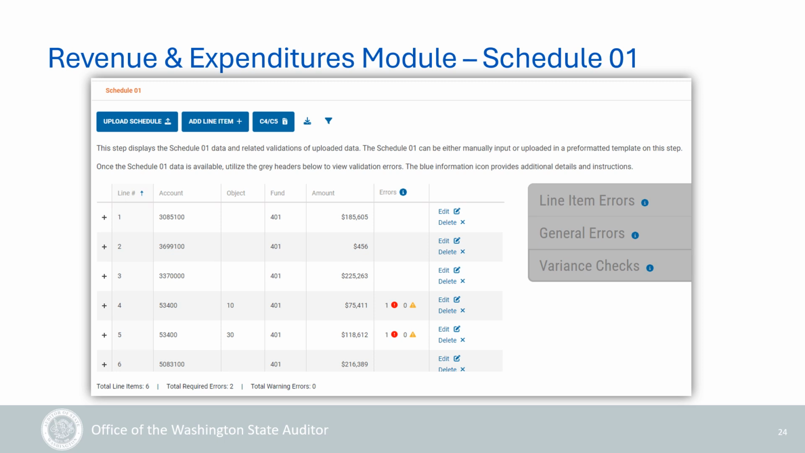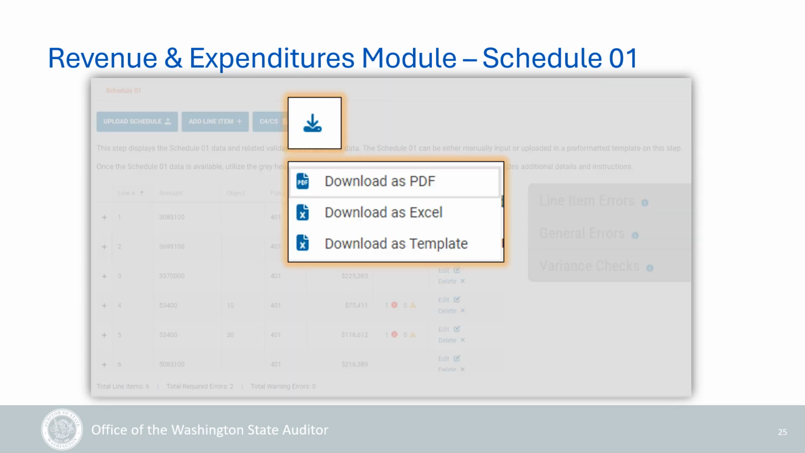Once the Schedule O1 data is imported, there are several features all within the Schedule O1 step to help analyze the data, triage errors, etc. These two icons identified by the green arrow are the download and filter options for the Schedule O1 data that you imported. The download button allows you to export the Schedule O1 as a PDF or Excel file.